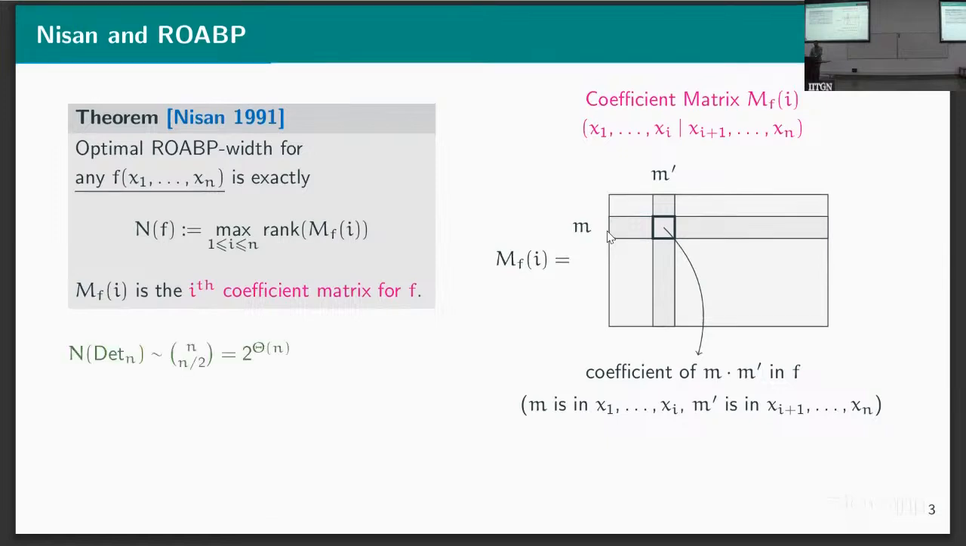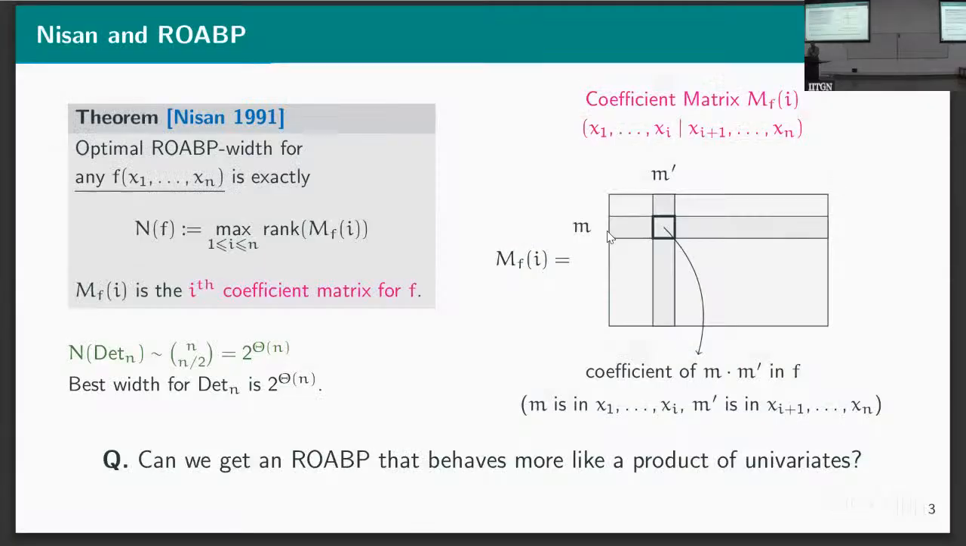So this settles it for determinant. If you want to ask what is the best width for determinant, this settles it. For determinant, we know the coefficient matrices have rank roughly n choose n by 2, which looks like 2 to the theta n. So the question that I asked you on the second slide, what is the width required for determinant as an ROABP? It is 2 to the theta n. Yeah, but now you can ask for more.